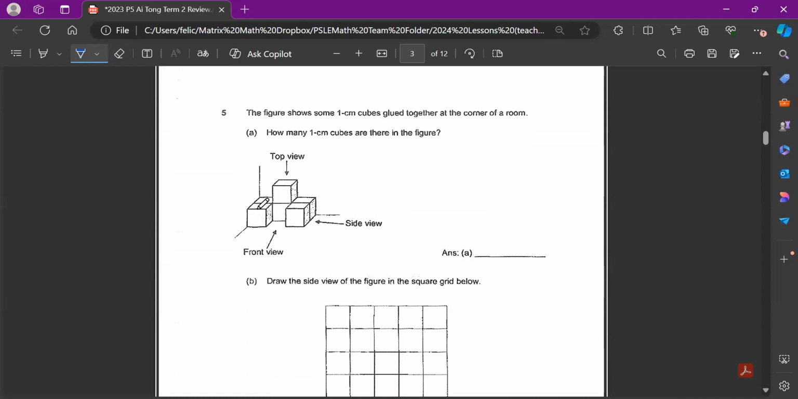If you count those touching the ground, you can start from this 1, then the corner is 2. So 2 here already. Middle is 3, 4, and 5. So there's 5 at the bottom layer. And of course, the second layer is just obviously 1 cube. So together it's 6 cubes, 5 plus 1.